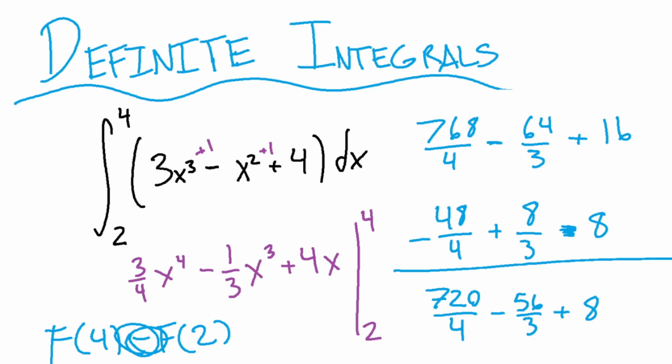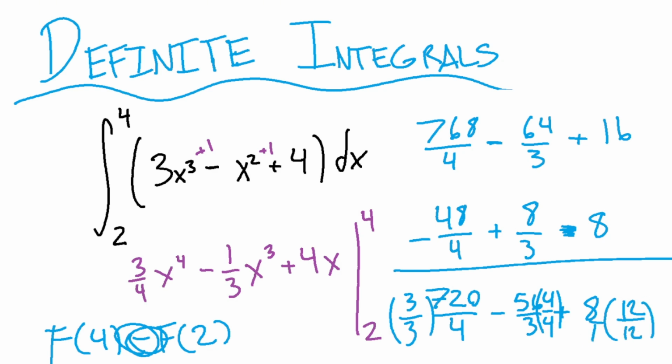Now the last step in this process isn't necessarily required unless you would like to simplify it, but sometimes you'll have to on a multiple choice question or something like that. What you're going to do is multiply to make a common denominator so that you can subtract, then add the 8 at the end and make everything into one term. To do that, we're going to multiply 720 over 4 by 3 over 3, and this term by 4 over 4. We'll multiply the 8 by 12 over 12.